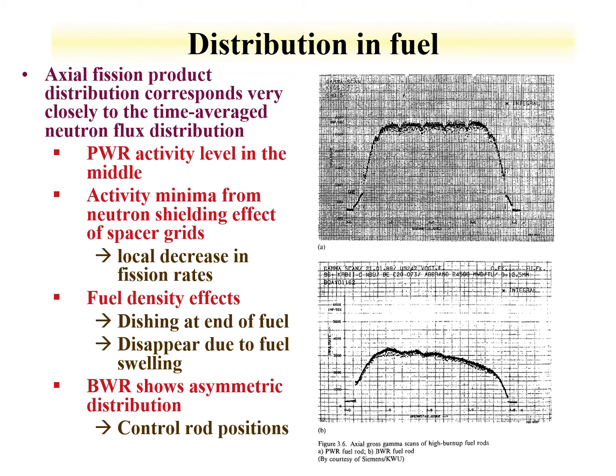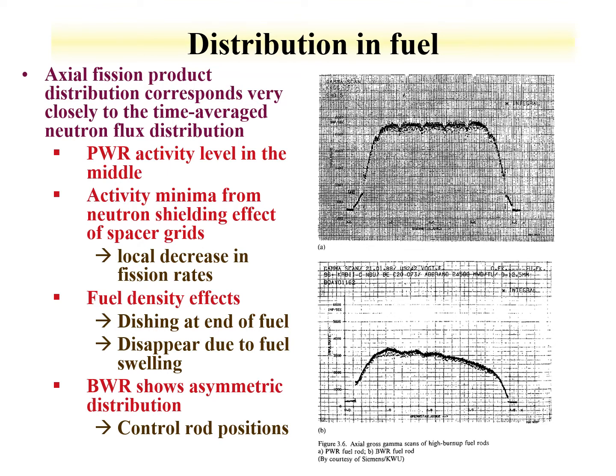As we show here, here's some activity in the fuel as a function of a radial distribution in 2 fuel types. One is a pressurized water reactor, and one is a boiling water reactor. And as we see with the PWR, there's a saturation, a constant level of activity in the middle of the fuel, and towards the edge of the fuel, the activity falls off. In this case, this behavior is due to neutron shielding effects from spacer grids, so there's a local decrease in fission rates right around the edge of the fuel. There's also some fuel density effects that can influence this behavior.